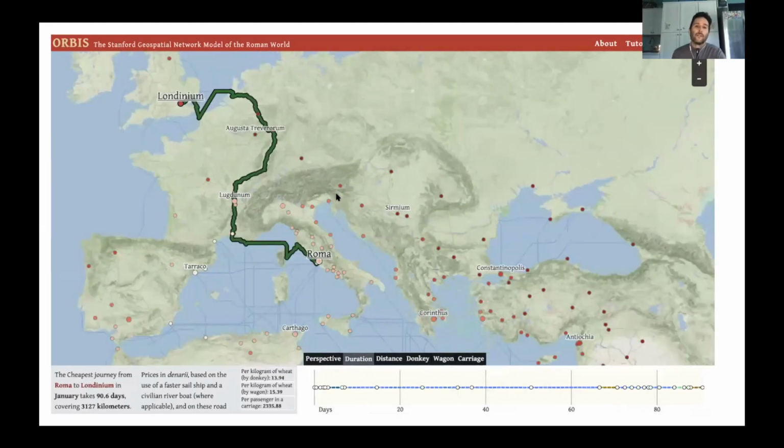But in the winter, if you want to go from Rome to London, you can't sail along the coast of Spain because the weather is terrible.